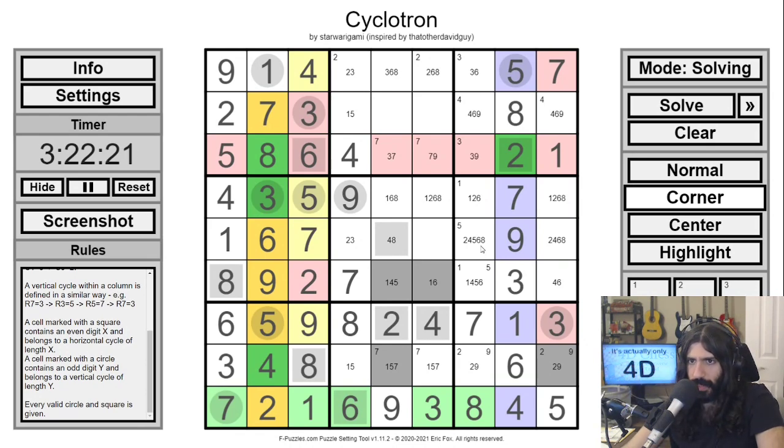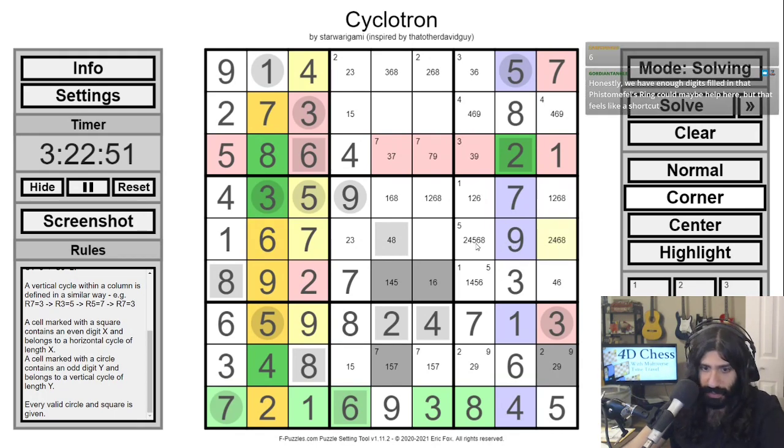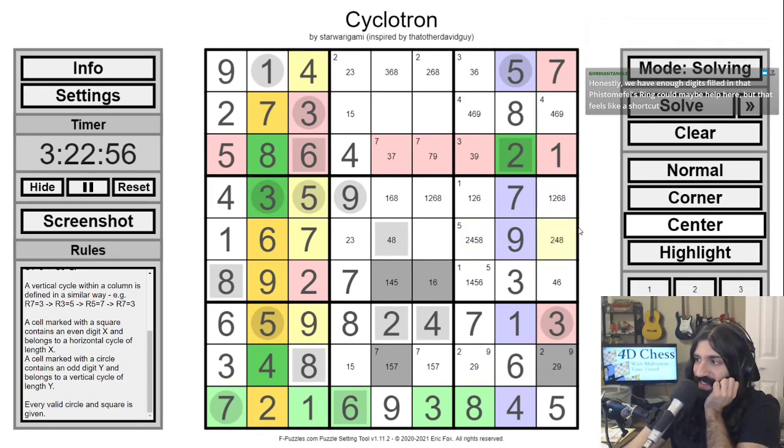Is there anything else we can do? 3, 4s, 2s, 9. There really isn't much else we can do, right? Hit it with some normal Sudoku rules. Yeah, that's what I'm trying to do. Actually, there was a 6 in this. Yeah, okay. Well done. Neither of these can be a 6 for sure. That's just as normal Sudoku as they come. Thank you.